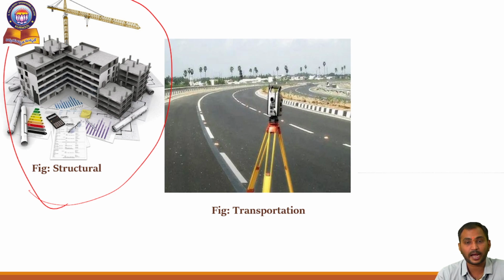Next, transportation engineering. In transportation engineering, it is not only to design the roads, but also to give the alignment of a road. The alignment means nothing but the line which is going to be presented for the road surface. How we give the alignment line for the road is by using surveying. This is the equipment used in surveying, the theodolite.